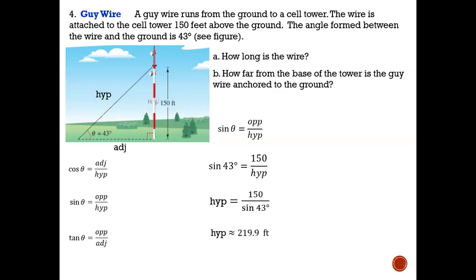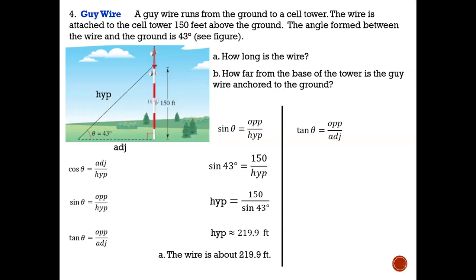Okay, so be very careful when you're doing your final answer and they ask you to round. In this particular problem, I rounded to the nearest tenth place, or one decimal place. Okay. Now, so this is the answer for A. Now let's answer B. How far from the base of the tower is the guy wire anchored to the ground?